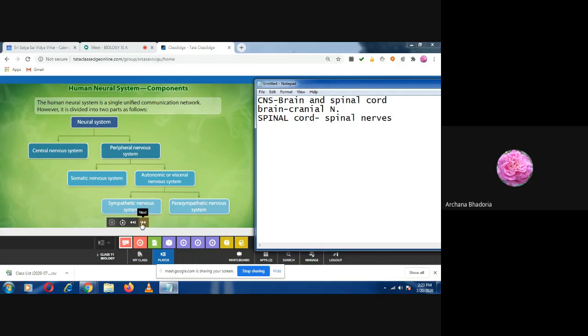Shall I take up the next slide? Now we'll take up each of this in detail. Sympathetic nervous system and parasympathetic nervous system. Noted, all of you all? Yes, ma'am. Okay.